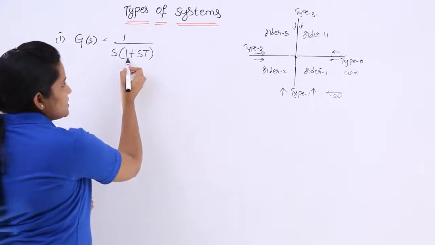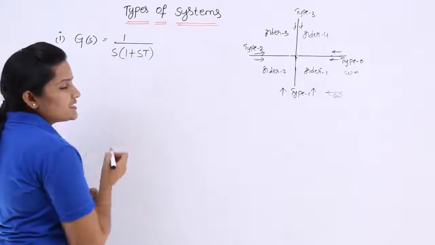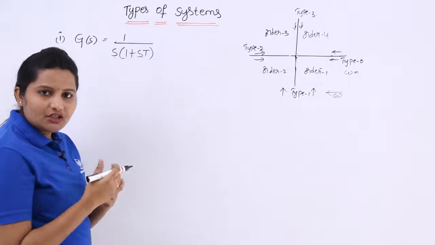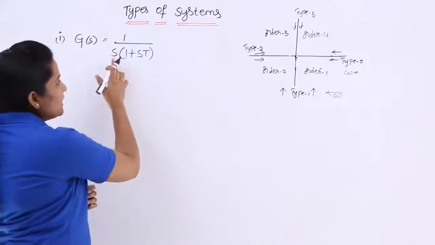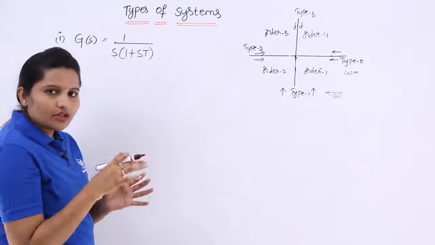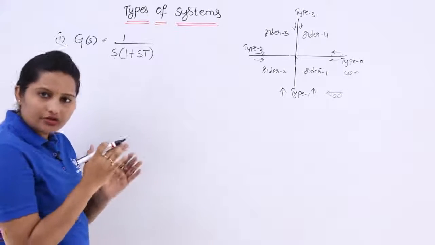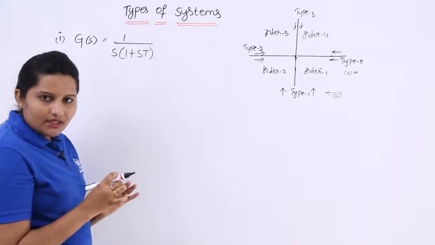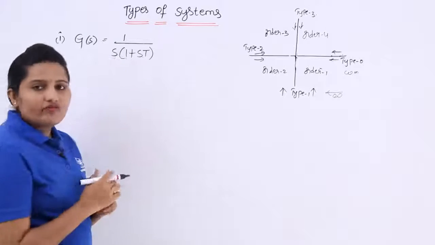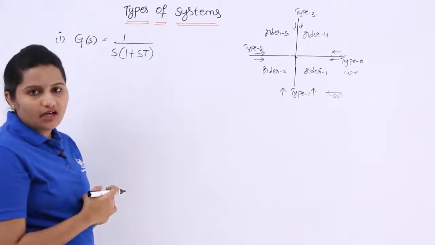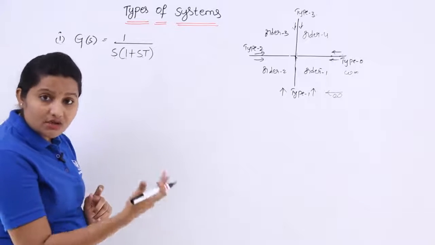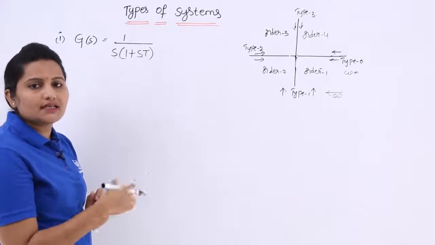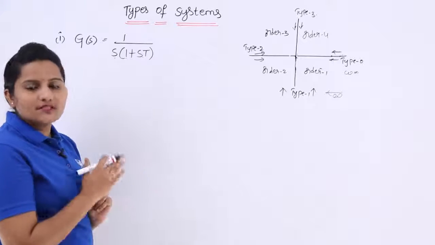Not like this: if you have 1 plus sT and equate it to 0, you are going to get a pole other than 0. If you equate s to 0, you are not going to get anything other than 0. So the s term will represent the number of poles at origin. If s is there, 1 pole at origin. If s square is there, 2 poles at origin. If s cube is there, 3 poles at origin.